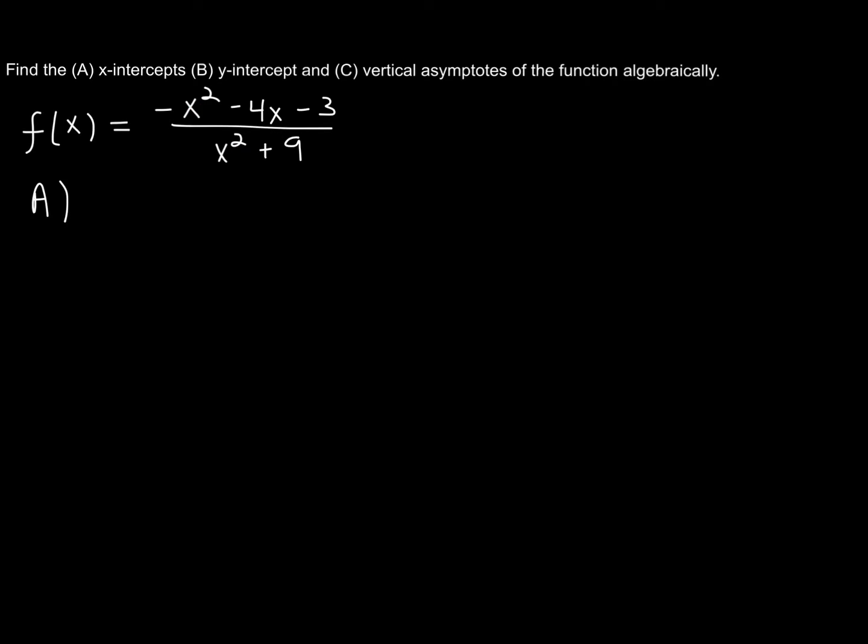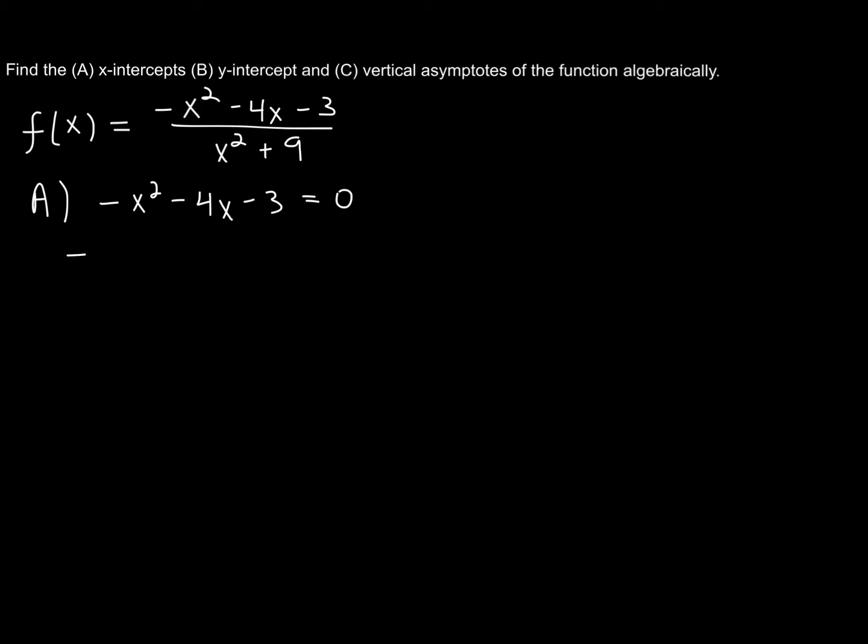When we have a rational expression set equal to 0, that simply means the numerator must be equal to 0, because any fraction whose value is 0 must have a numerator equal to 0. That's analogous to multiplying by the denominator on both sides of our equation and ending up with simply the numerator equal to 0. I'll go ahead and do that. I have negative x squared minus 4x minus 3 equals 0.